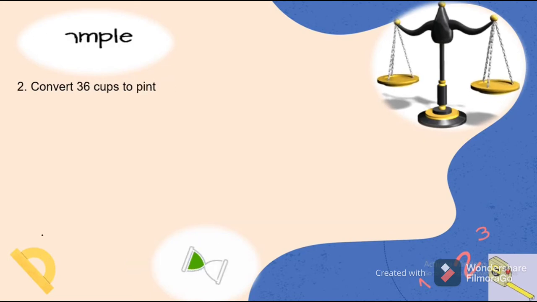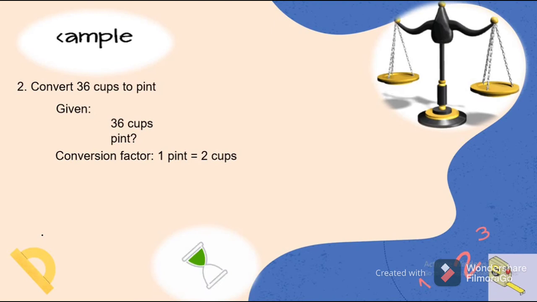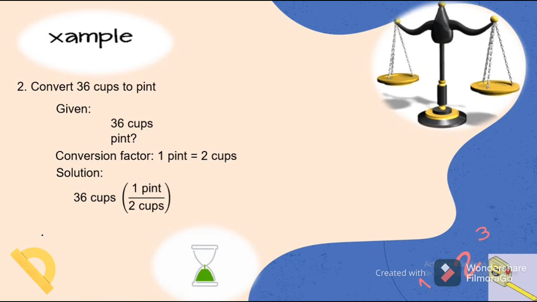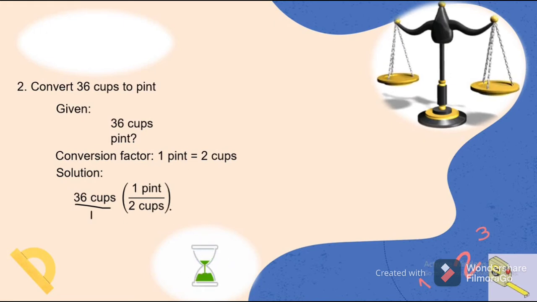Convert 36 cups to pints. First is to write down the given. We have 36 cups and we need to find the equivalent of cups in pints. Next is identify the conversion factor. Okay, we will use 1 pint is equivalent to 2 cups. Solution. We start with 36 cups over 1. Multiply by a fraction, 1 pint over 2 cups, then cancel out cups.